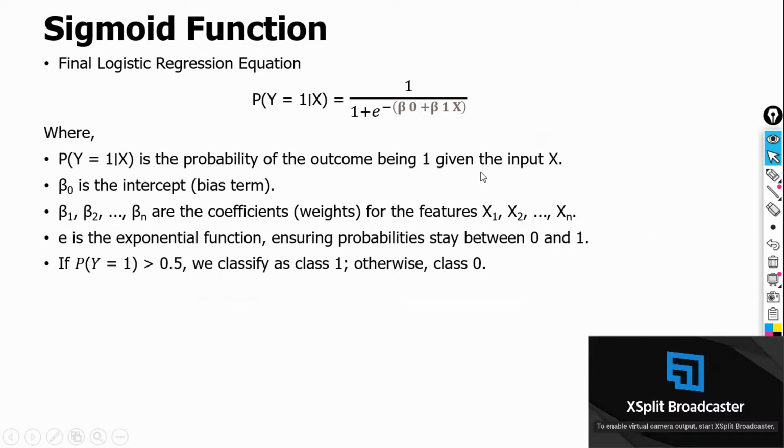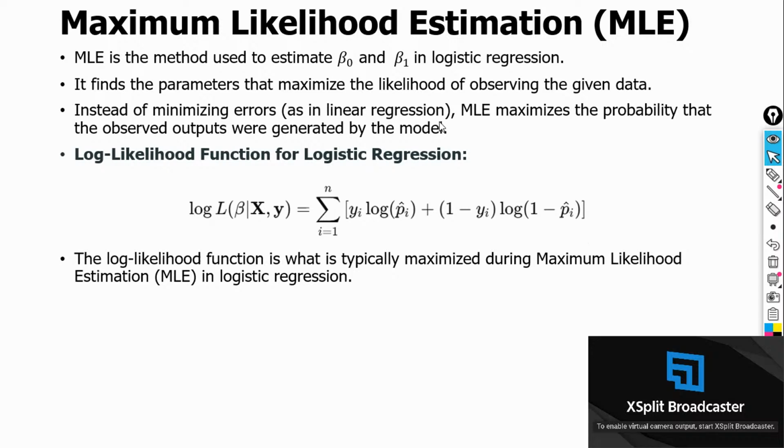And finally we have the formula here. This is just a derivation to find how the logistic regression equation is obtained. The sigmoid equation that we are talking about, how it is obtained, we have the derivation. That's it. Now let us talk about MLE.